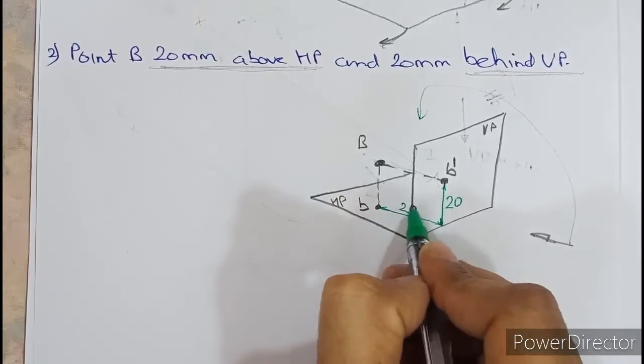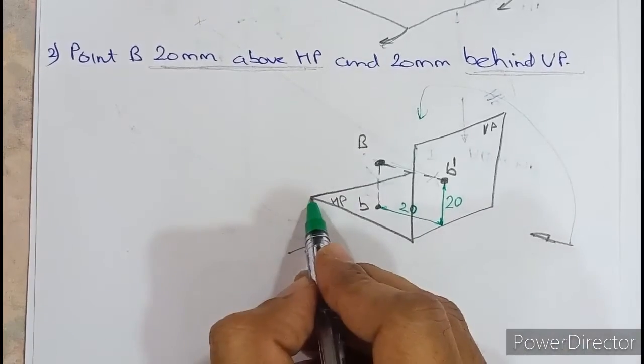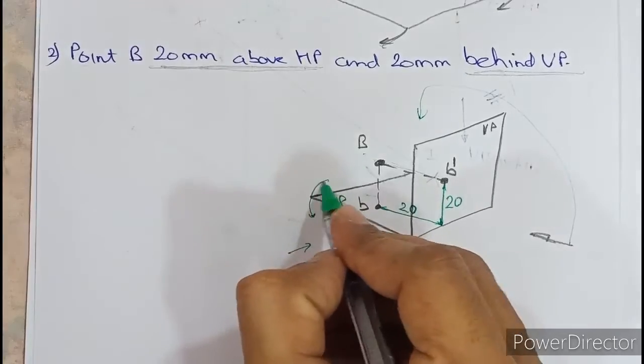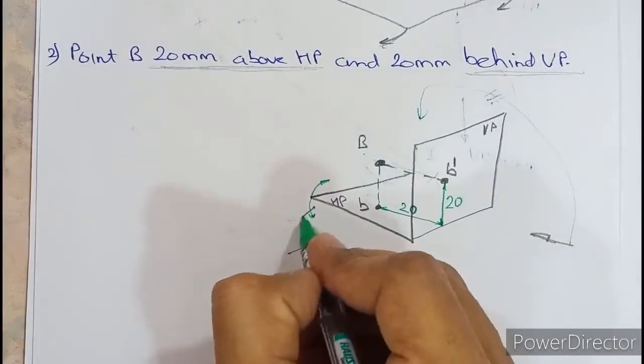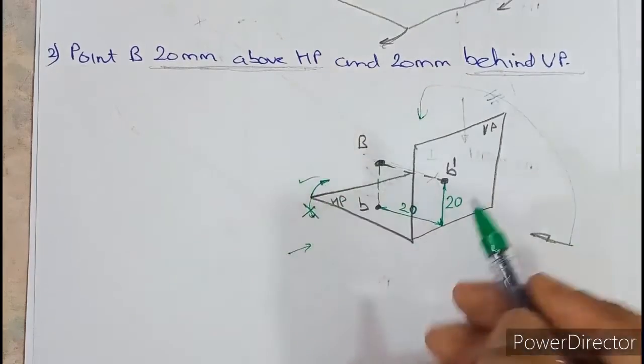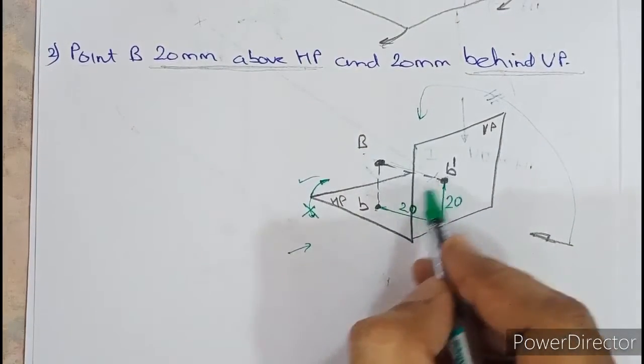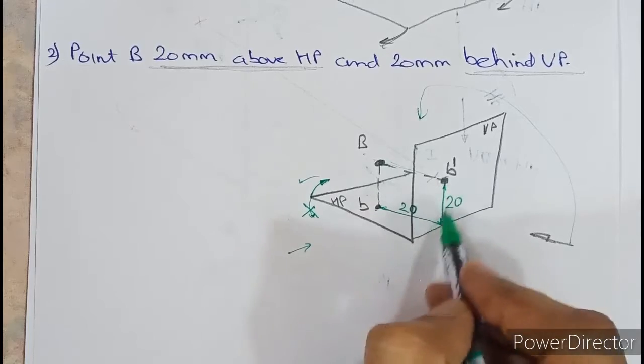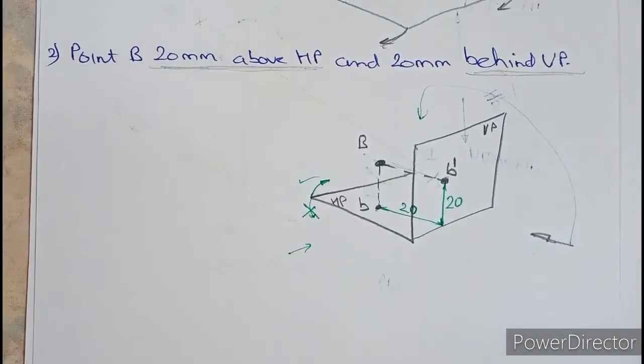Now in which direction should I turn the plane? All of you look from here. Should I turn the plane anti-clockwise or clockwise? So the answer is always clockwise. So by doing that, what will happen? B and B dash will overlap and give you one single point B dash. So this is the second quadrant part.